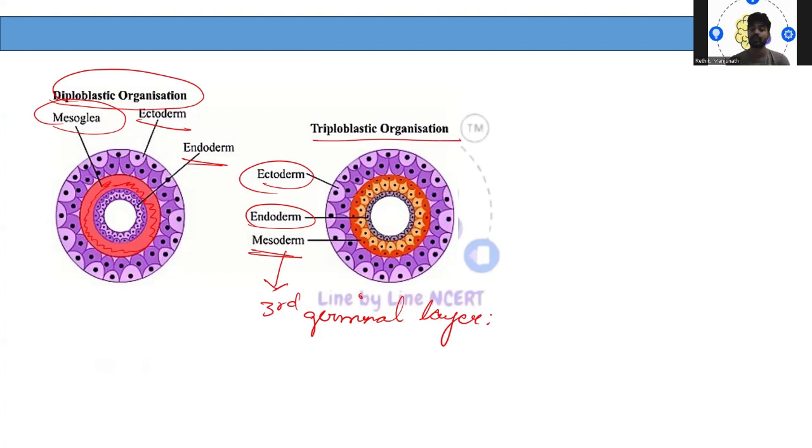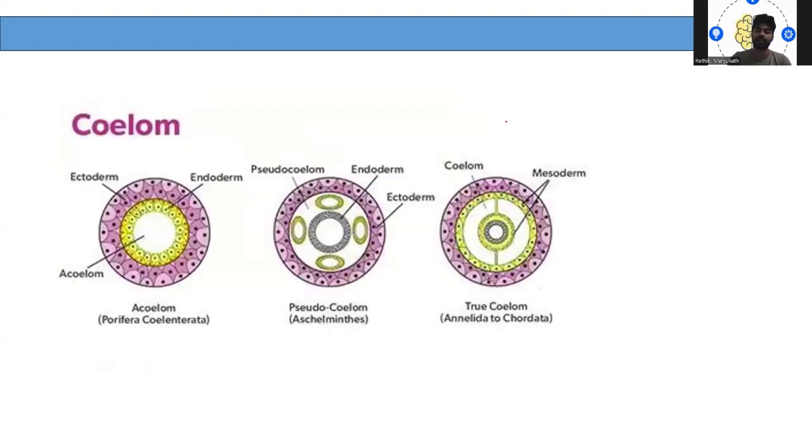Mesoderm. So if the mesoderm is present in between the ectoderm and endoderm, those animals are called triploblastic animals, from the platyhelminthes to the chordata. All these groups come under this triploblastic mode of organization. So this is about organization. The next concept is about the coelom.